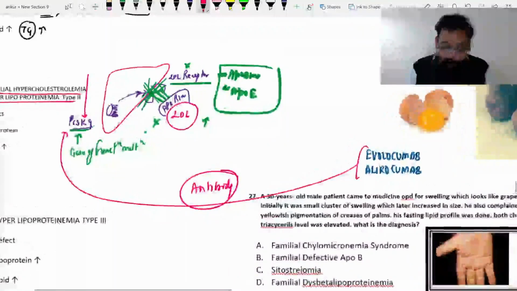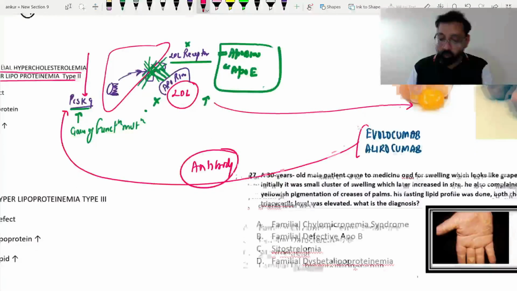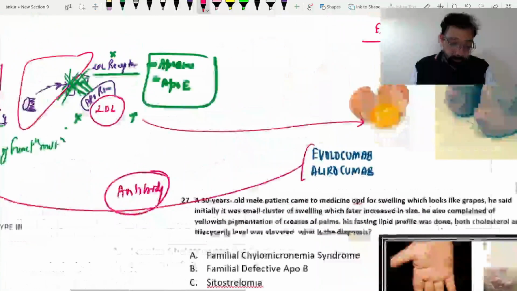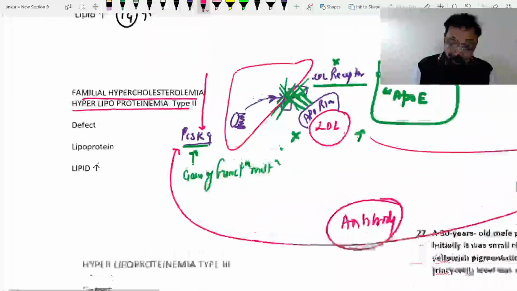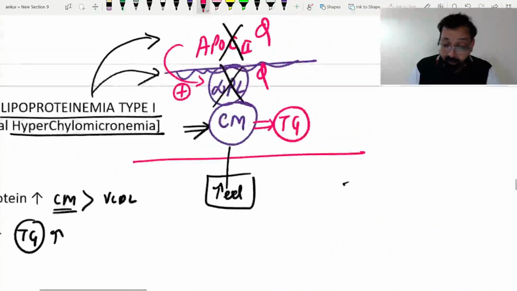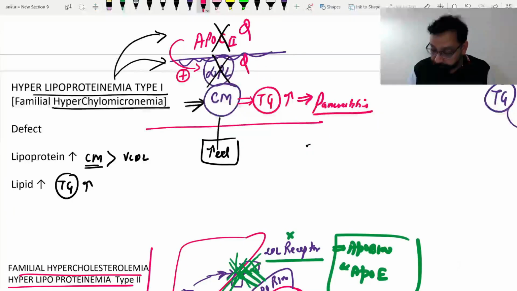Whenever LDL is increased, cholesterol is increased. I usually remember cholesterol as egg yolk. And whenever cholesterol is increased, there may be chest pain, myocardial infarction, angina. So type 2 hyperlipidemia, the patient presents with chest pain. In type 1 hyperlipidemia, triglycerides are increased, and triglycerides predispose to acute abdomen, pancreatitis, surgery. Frequently asked question: increased triglyceride is a predisposing factor for pancreatitis. Got the point?